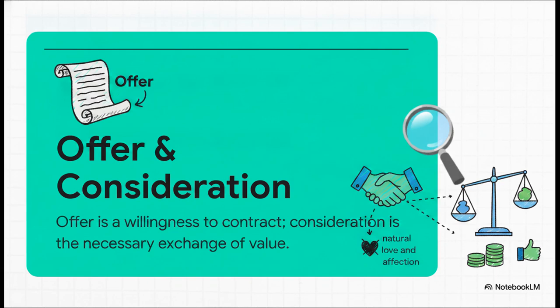Well, it starts with two vital elements: offer and consideration. An offer is just a clear indication that one person is prepared to contract on specific, fixed terms. But here's the thing: an offer alone isn't enough. English law demands a true bargain, an exchange of value that we call consideration. It's essentially a promise given as the price for another promise. And no, natural love and affection absolutely do not count here. The law requires something with actual, recognizable economic value to make it enforceable.